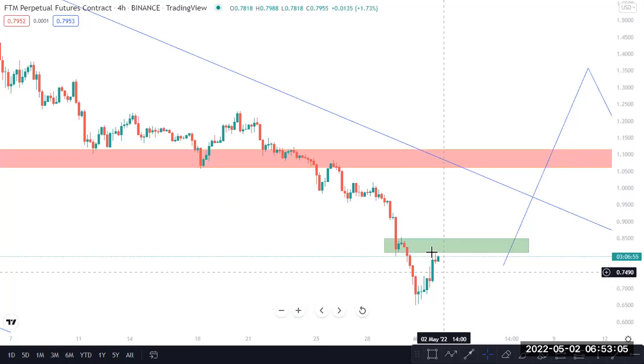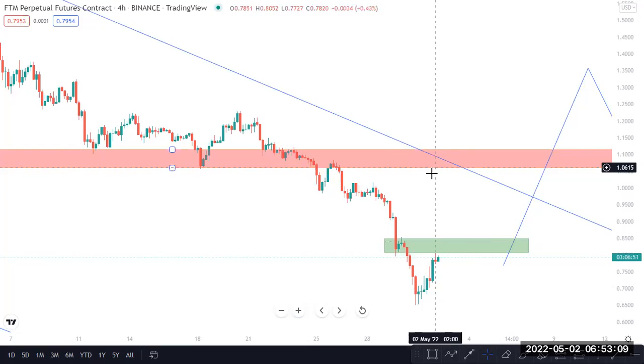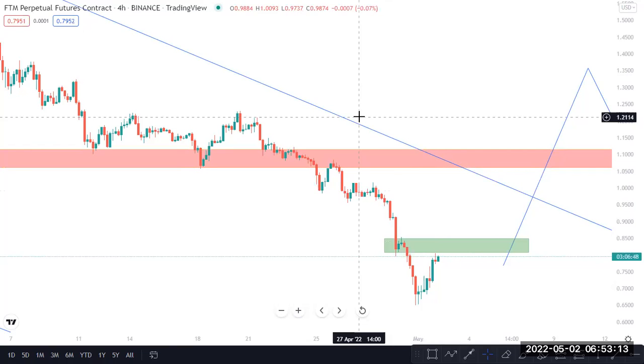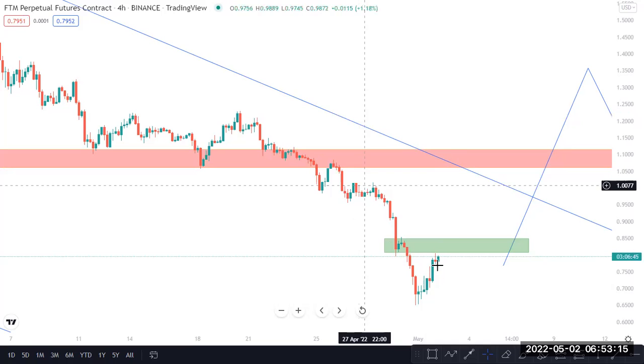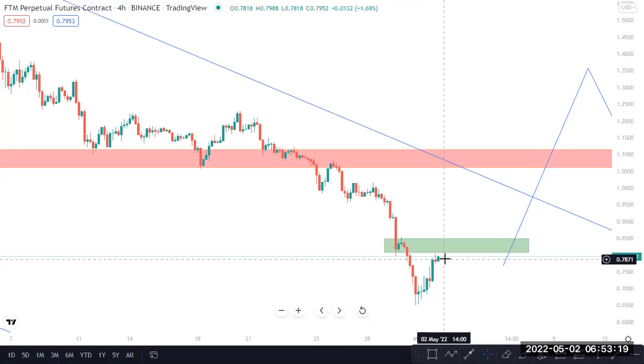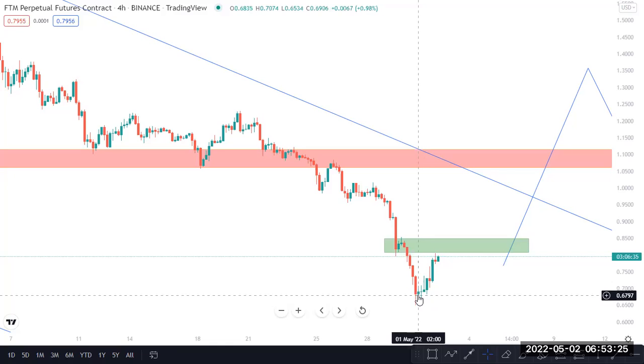So if it breaks and holds above the supply zone, then I take a nice buy. Then I'll target this swing, or even this swing high, as our target profit. Now I want to see what happens to this area. If it respects this area, then we take our short entries and target this area as our target profit. So that's what we're looking for on the 4-hour time frame.